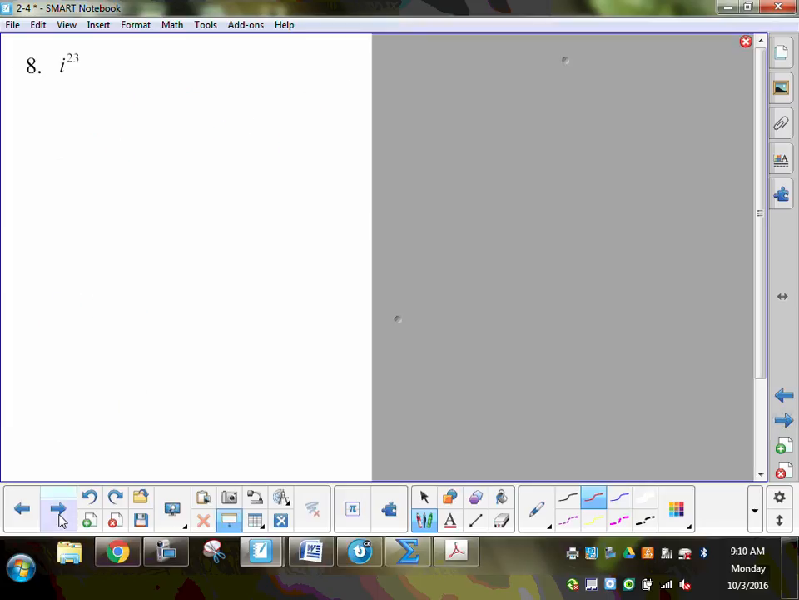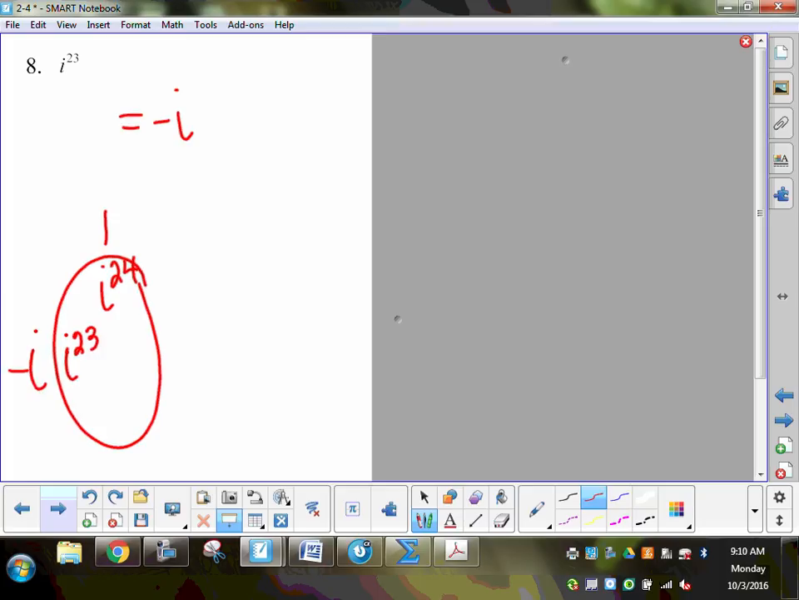What about i to the 23rd? Hands up, please, when you can tell me what i to the 23rd is going to equal. Think about it and start counting around. 4 of you? What multiple did you use? So 24 would be 1. i to the 23rd, that would be negative i. So this equals negative i.